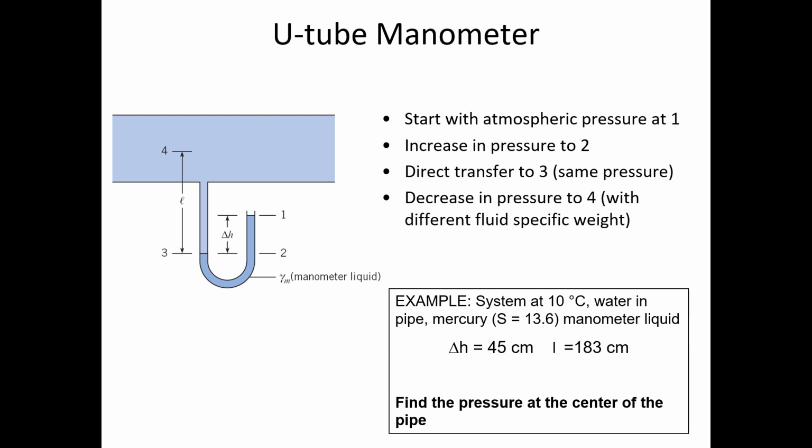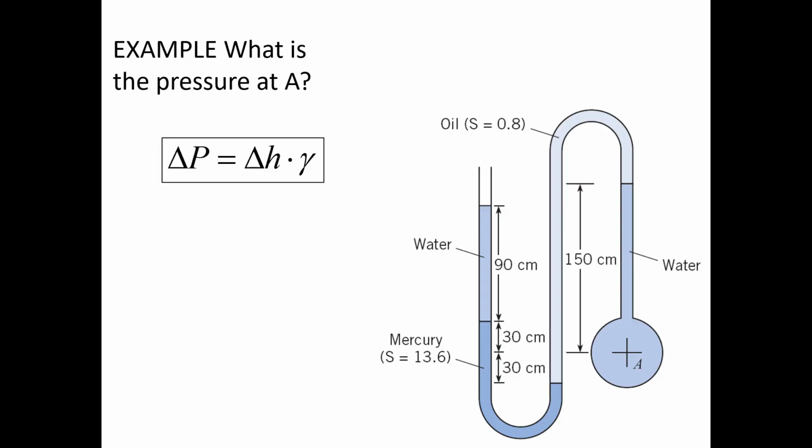All right, well, you're going to get some practice with this one. It's so tricky because we've got a layer of water and then a layer of mercury and then some oil, finally another layer of water, and we want to find out what is the pressure here at location A. All right, so you're just going to be applying successively, serially, over and over, this notion of delta P is delta H times gamma.